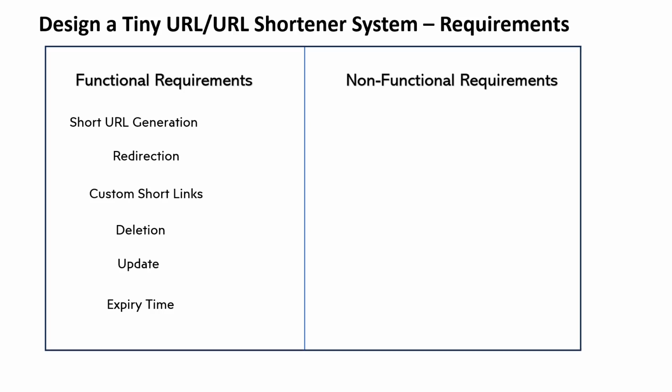Now let's see the requirements which are non-functional. First is availability. Availability is really important because you are dealing with websites or links.